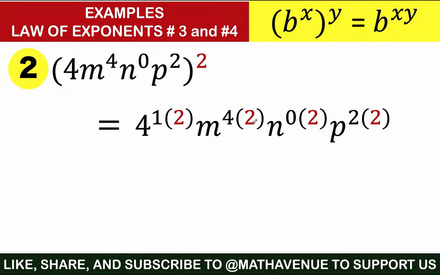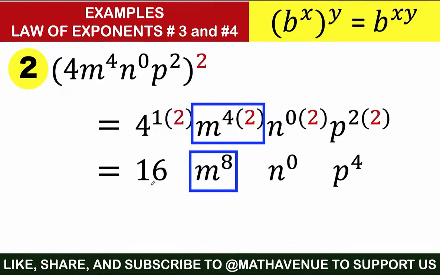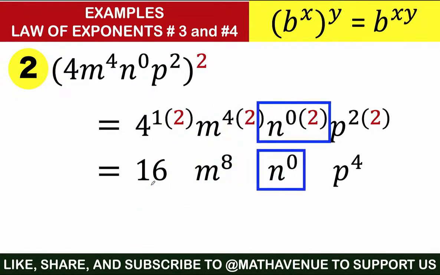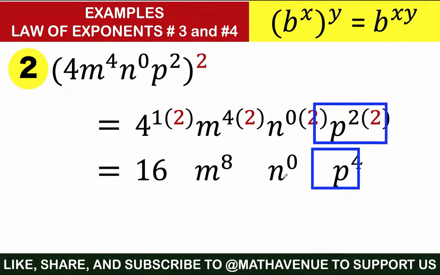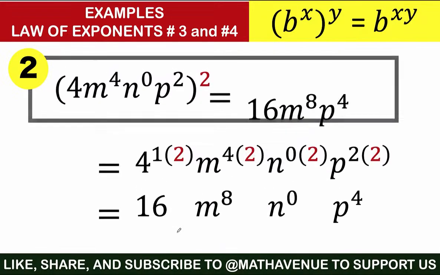Then let's simplify. This part here is equal to 16 because 4 times 4, that means 4 raised to the 2nd is 16. Then the next one is m to the 8th. Now any number raised to 0 is 1, but here if you multiply 0 times 2, that's also 0. So n to the 0 would still result to 1, and here is p to the 4th. And simplifying, this n to the 0 is 1, and this factor 1 would not affect the product of the remaining factors. So our final answer is 16 m to the 8th p to the 4th. That is now our final answer.